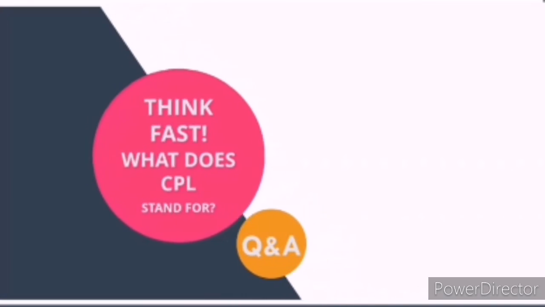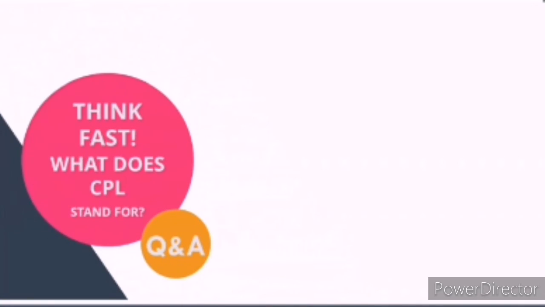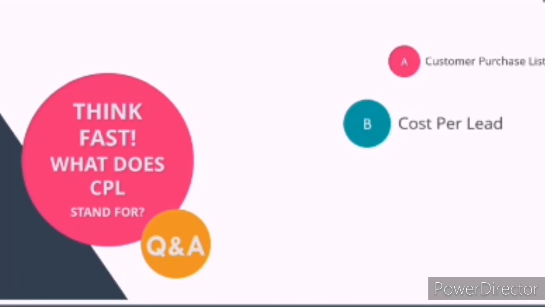So think fast. What does CPL stand for? Is it A, customer purchase list, or B, cost per lead? Put your answer into Morpheus. I'll give you a few seconds, maybe just one. And the correct answer is B, cost per lead.